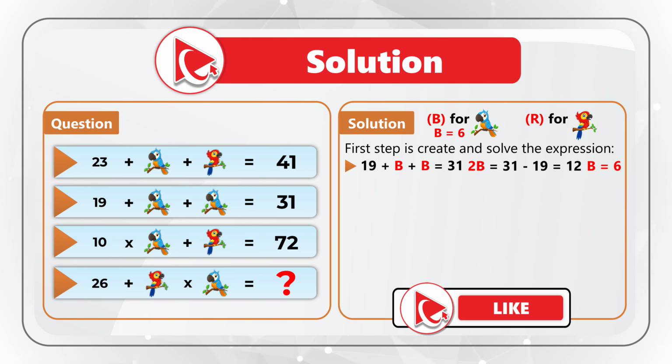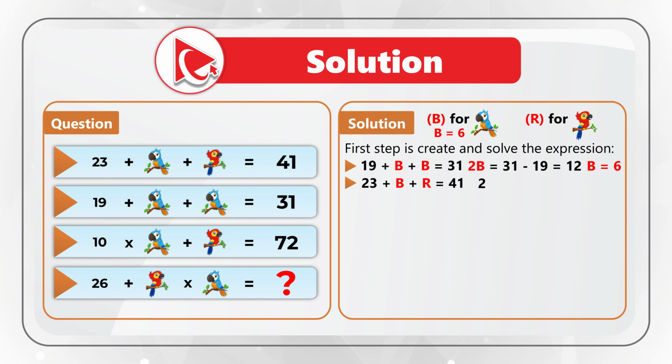Knowing the value for blue parrot, we can solve the first expression. 23 plus B plus R equals 41, which means that 23 plus 6 plus missing variable R equals 41. After the calculations, R equals 41 minus 29 equals 12. Technically, we don't even need a third expression, because having the first and second expressions allows us to solve both variables.